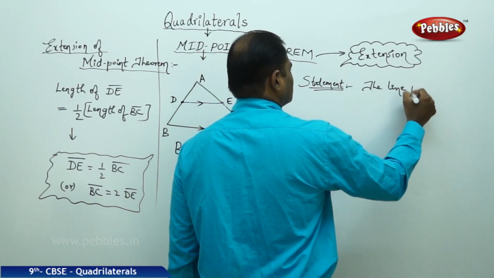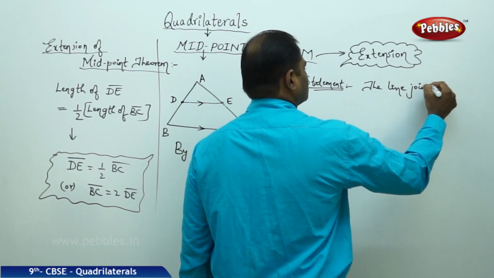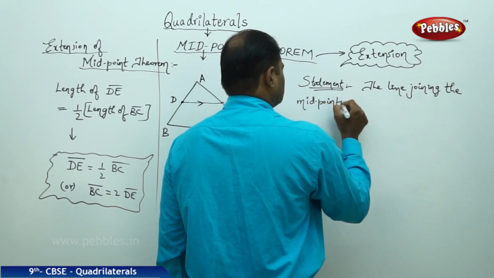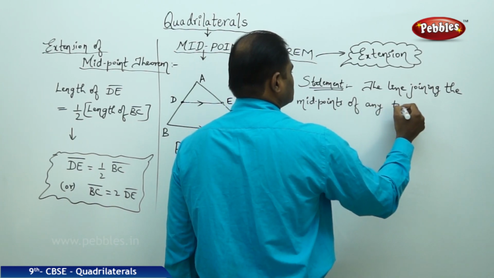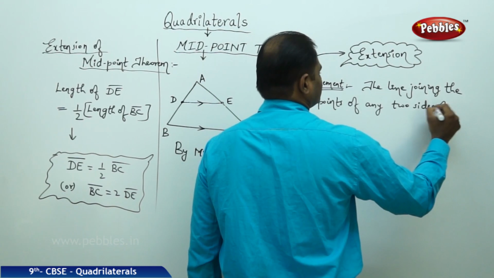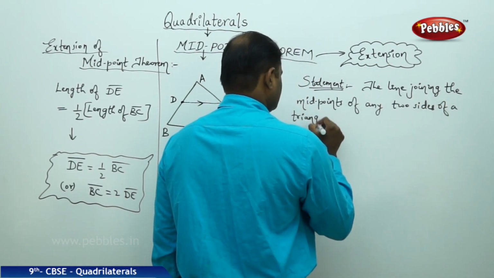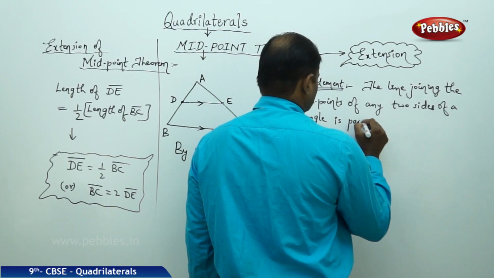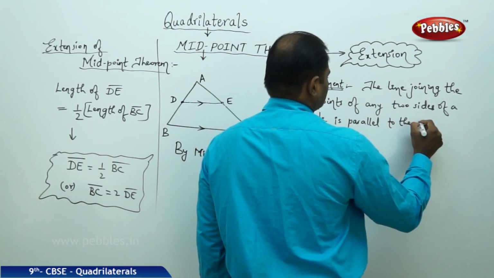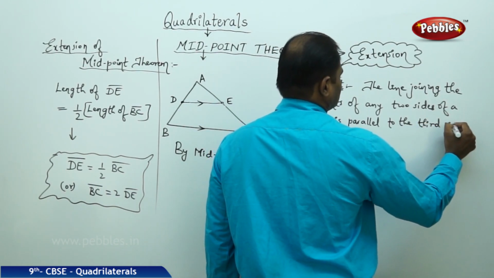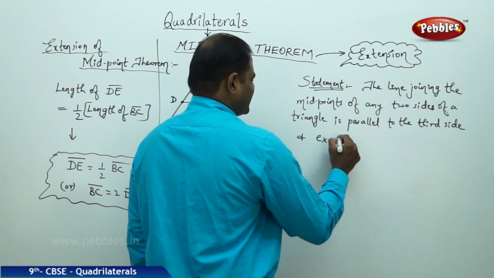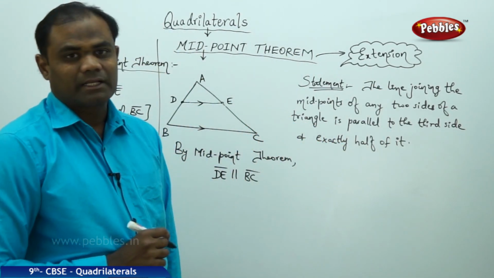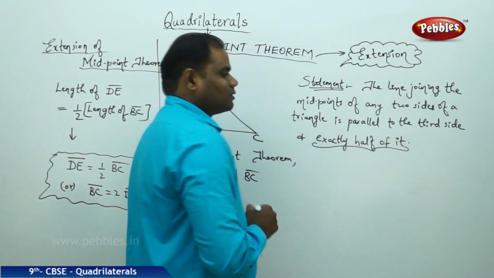The line joining the midpoints of any two sides of a triangle is parallel to the third side and exactly half of it. This is what defines the extension of the midpoint theorem.